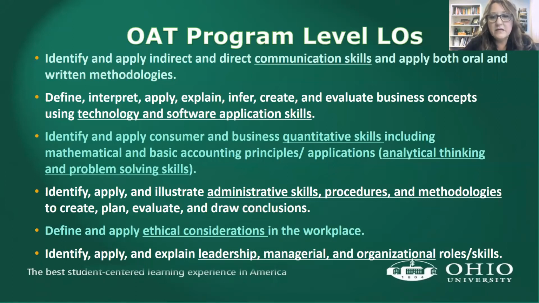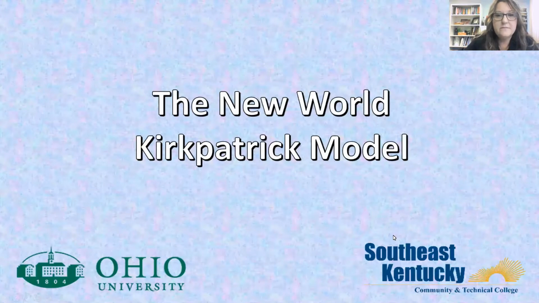Then we have the administrative skills and procedures. So we go from introducing them, identifying them, to applying them, and then illustrating them. And then define and apply. Here's where the ethics part comes in to the program, which is also one of the 5 criteria from the Higher Learning Commission. And then at the end, we have identify, apply, and explain leadership, managerial, and organizational roles. So that's a quick peek at the program level outcomes for the 2-year degree.